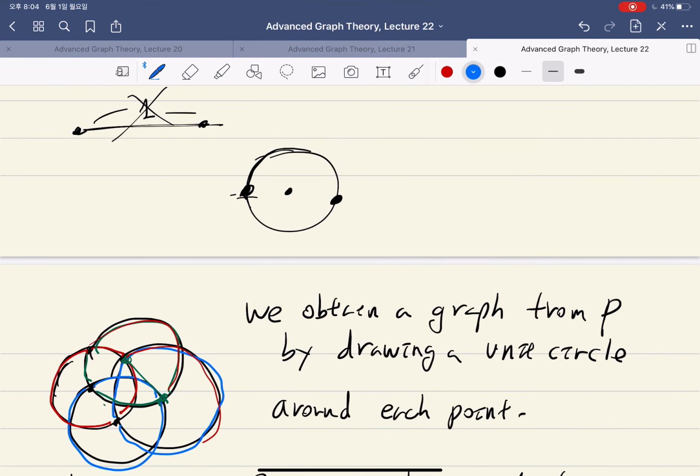This is a multigraph because if we have these two, then we have this edge and this edge between 2 points. So it could have multi-edges, but it doesn't contain a loop because no circle contains only one vertex. In this case, this is a loop, but we assume that every circle contains at least 2 points.